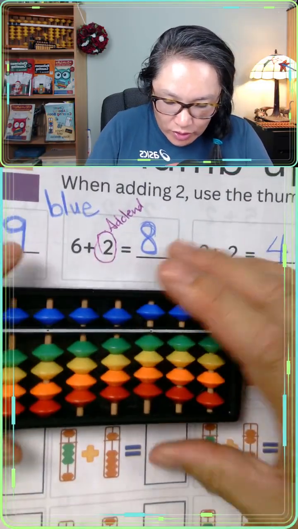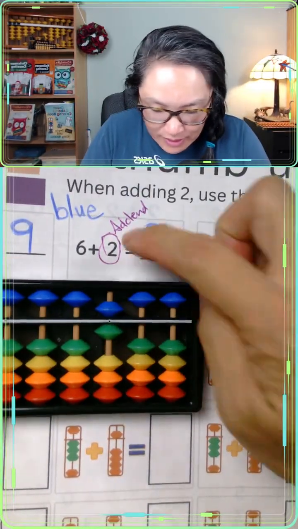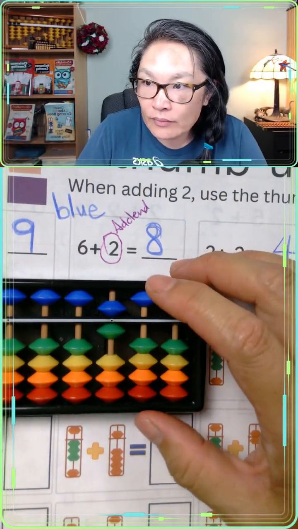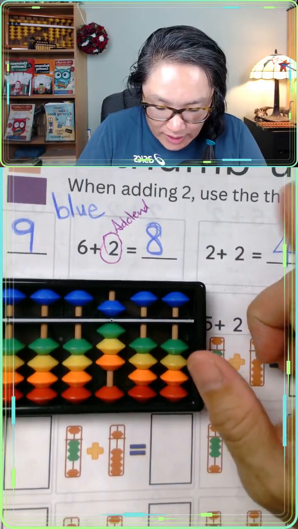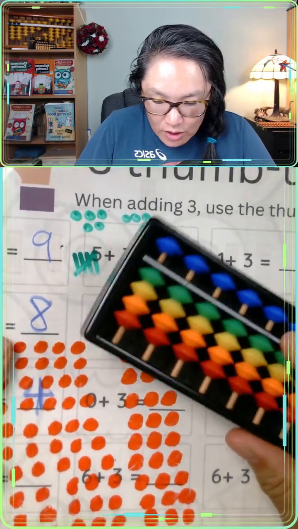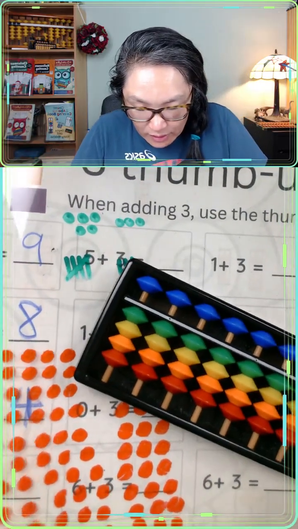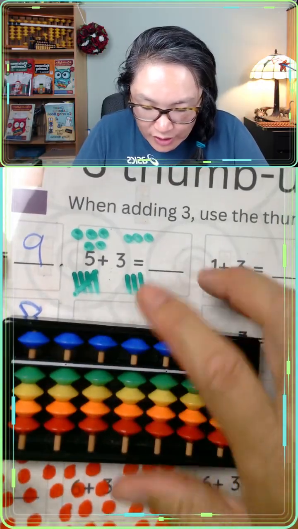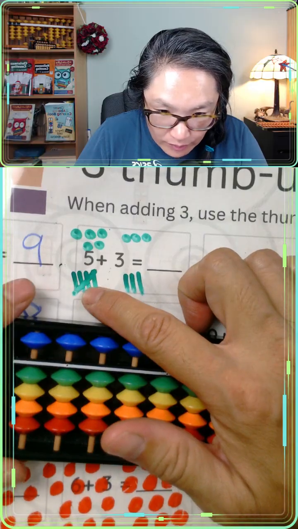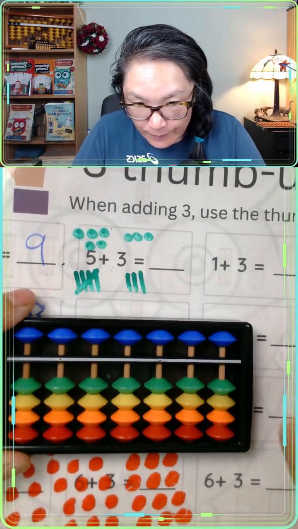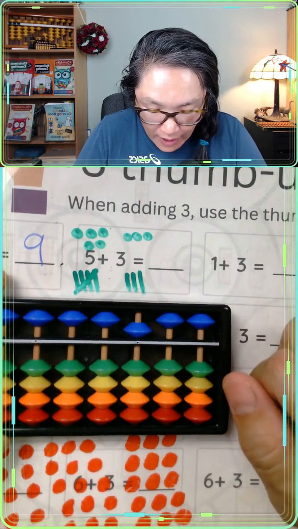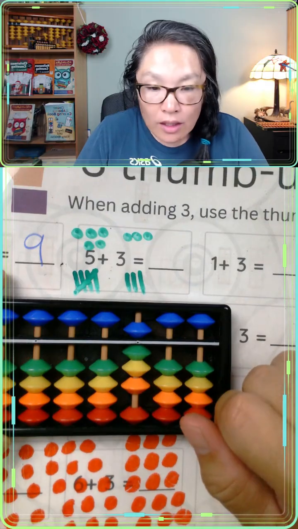When we do the 2, the question is 6 on the abacus. Can we add the 2? Yes, we can. Do it. So we add the 2. That's it. So my final answer is 8. And then we do it again. Here we go. So we have 5 plus 3. You could do mainstream, which is the dots. You could do the tallies, which is not a problem. Or we could do 5 plus 3 on the abacus.